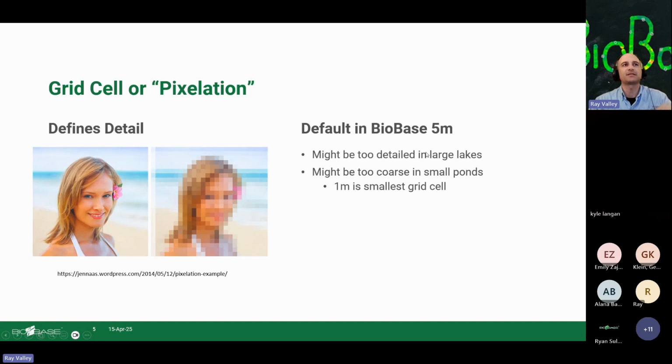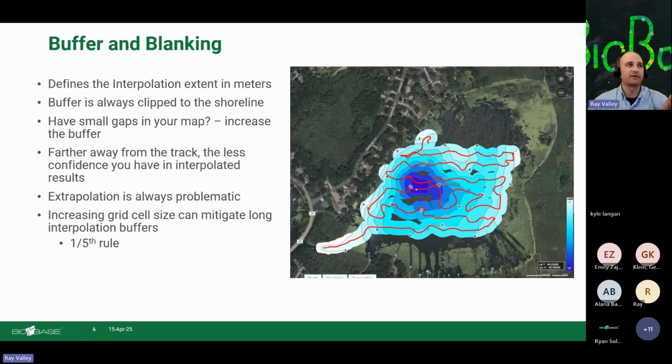We now start to translate this to lakes and ponds. The default Biobase resolution grid cell is 5 meters. That might be too detailed in really large lakes. If you're surveying a 10,000 acre lake, it might be too detailed if you want to do a whole lake study. But it might be too coarse in a small stormwater pond, and you can go down to a 1 meter grid cell, and that might be the more preferred detail. Okay, so let's park that concept for now, and we're going to come back to it very soon here.